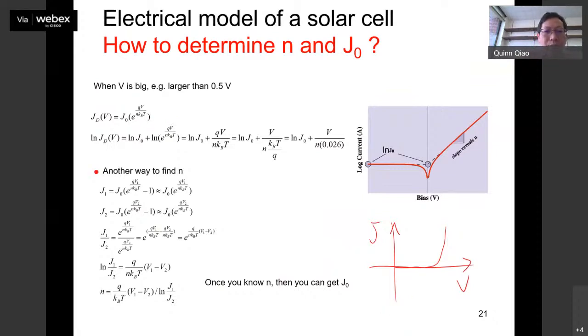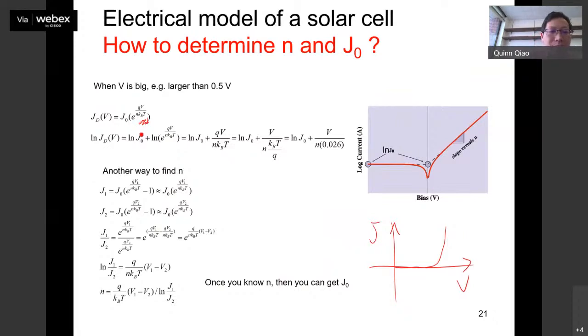This is minus 1. But when we talk about the right side, the positive side, since V is positive, that's exponential of V, so that can be very big, right? So you can ignore this minus 1 because the exponential of qV over nkT is much bigger than 1. So you can get rid of the 1.